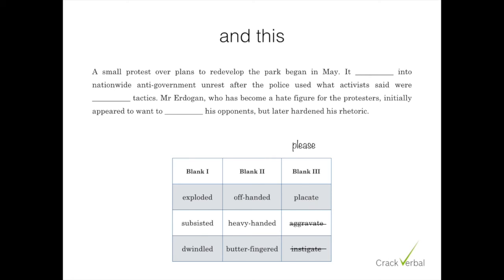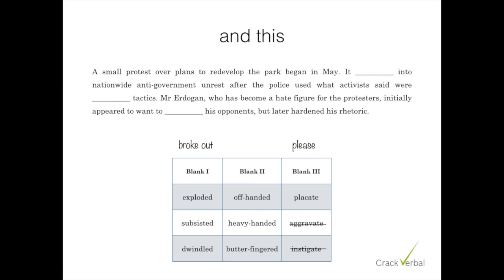Let's look at the first blank now. It says that this small protest became or developed into nationwide anti-government unrest. And how did it develop? Well, we realize that it's become more violent now and that it's becoming much more pervasive. It's become much bigger, right? So we need a word which means to expand, and to expand in a very violent way. The word broke out sort of makes sense there.